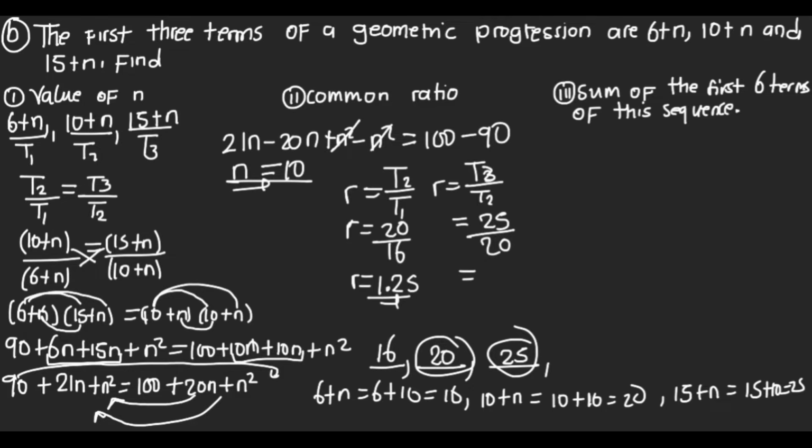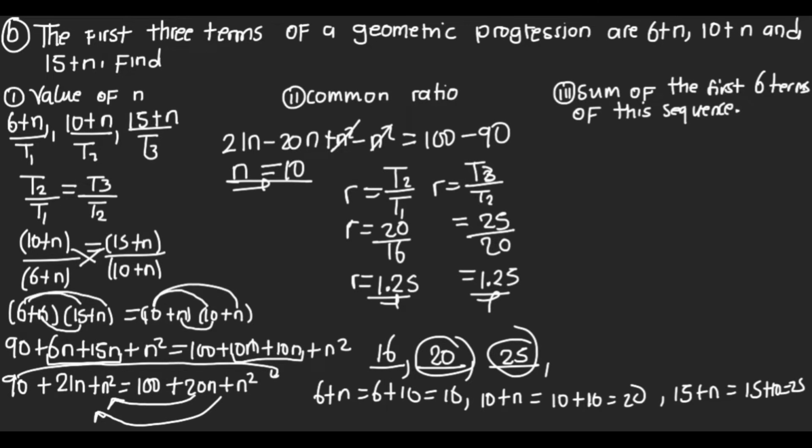So if you divide 25 by 20, you still get the same value, which is 1.25. So this is how you can find the common ratio. Now we have the sum of the first 6 terms. So we are solving for the sum of a GP.